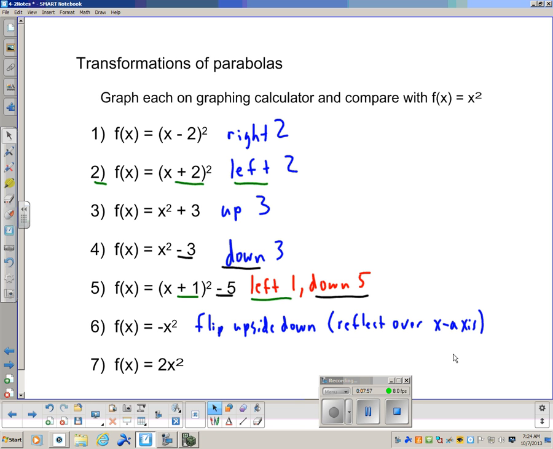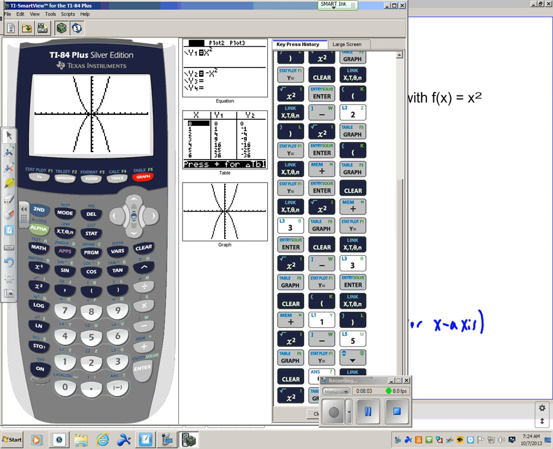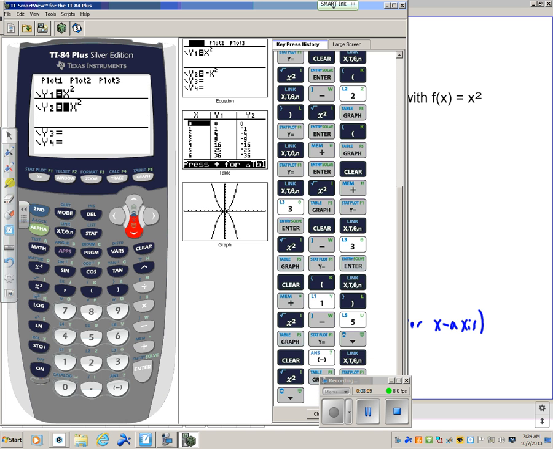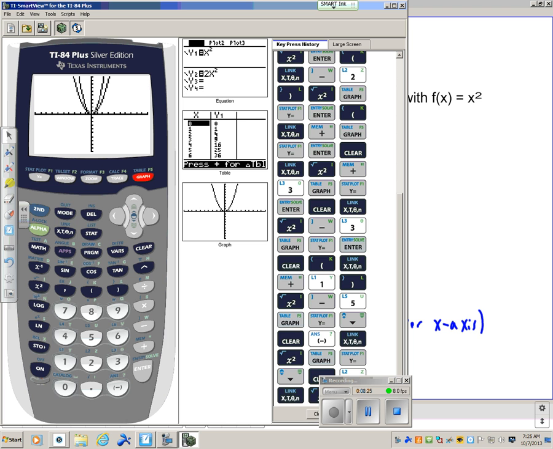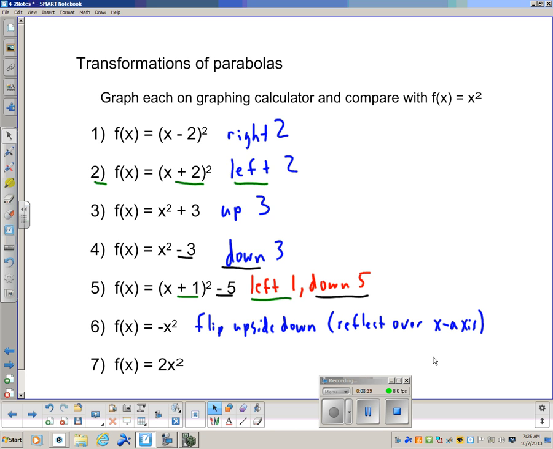And then your last one here has a 2x squared. That kind of looks like a slope. So let's go over here and plug in that one. I'm going to delete that out of there. So 2x squared. Enter. I'll hit graph. Notice this one just made it narrower. It changed the slope of it. Before it was like negative 1, 1. Now it's going to be negative 1, 2. And before it was 1, 1. Now it's going to make it 1, 2. So that's how it's going to change there.